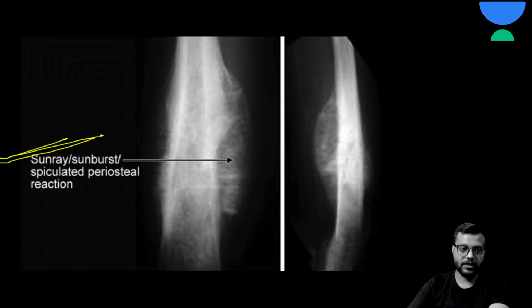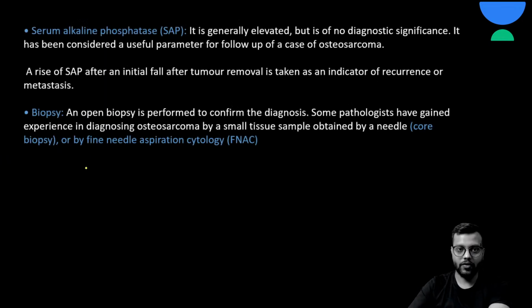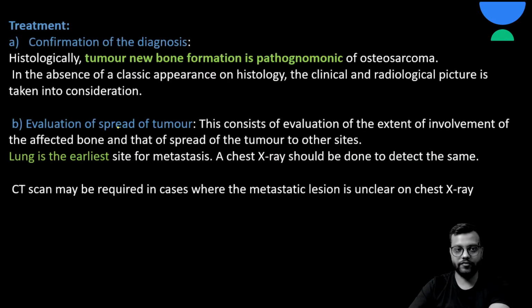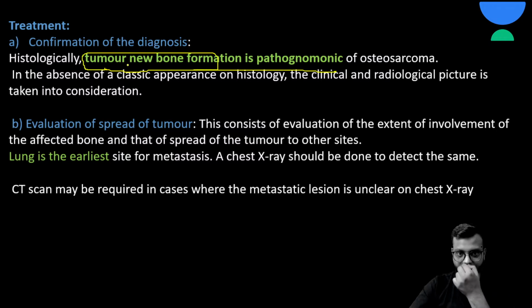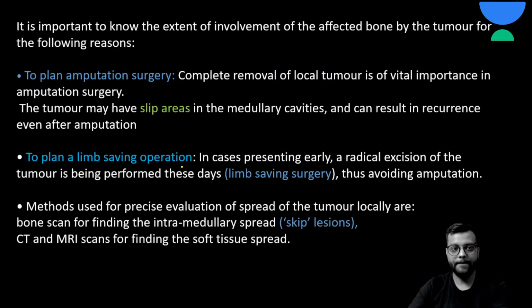Here you can see the sun ray appearance. Okay, alkaline phosphatase will be elevated, and biopsy से you will get the confirmation. Okay, and histologically new bone formation is pathognomonic, with nuclear atypia and other signs of the carcinoma, and the most common site of metastasis is the lungs.